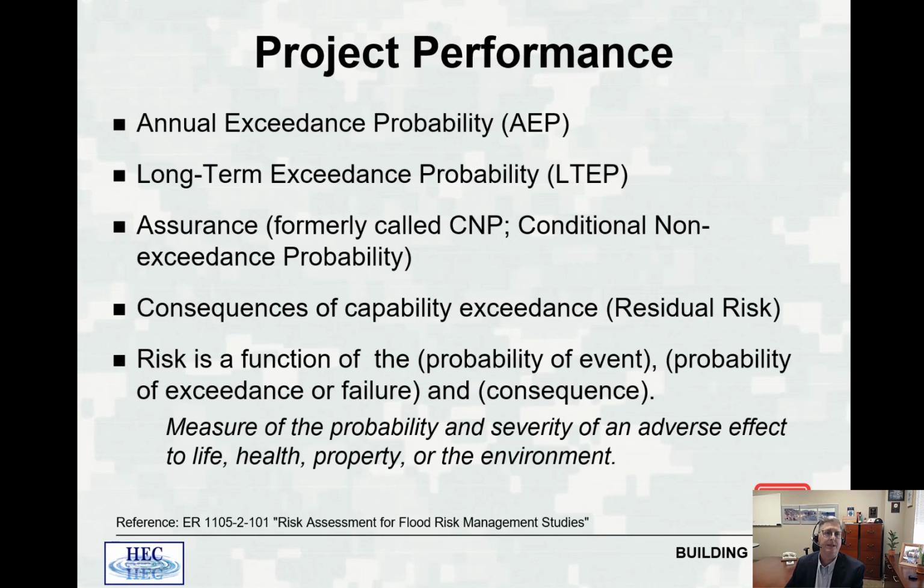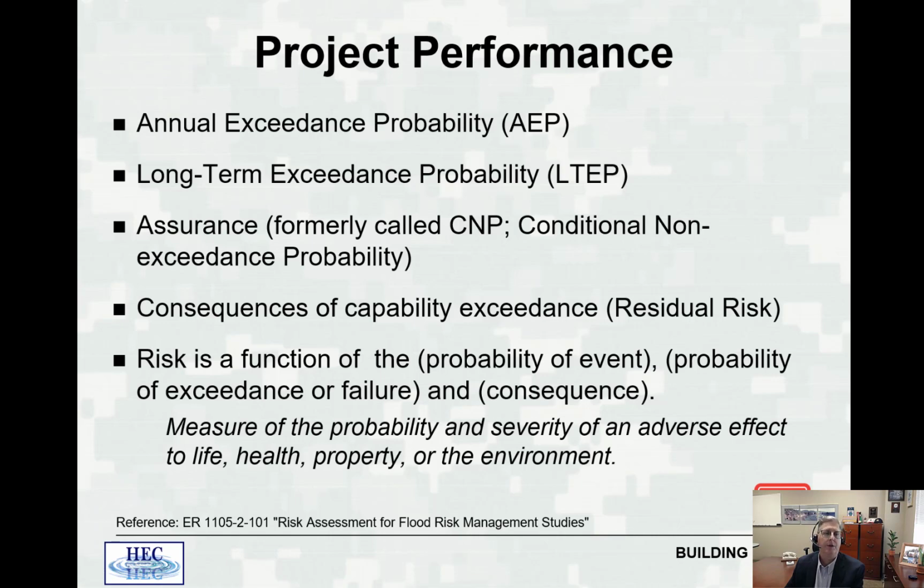So the performance indices, we've talked about these previously. Annual exceedance probability, or the likelihood that you're going to get wet in any given year across the full range of events and including project performance. The long-term exceedance probability, the likelihood that you're going to get wet from a 10, 30, or 50-year time period, once or even more than once. Your assurance, or formerly called conditional non-exceedance probability, is the ability of your project to protect you from a particular event, both probabilistic or historic event. You need to compute that.